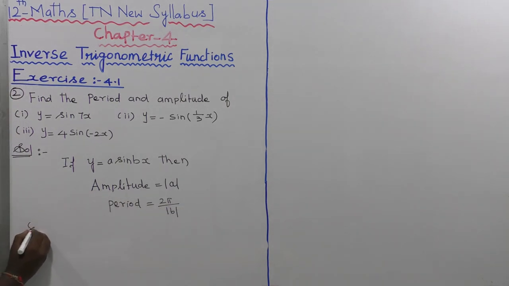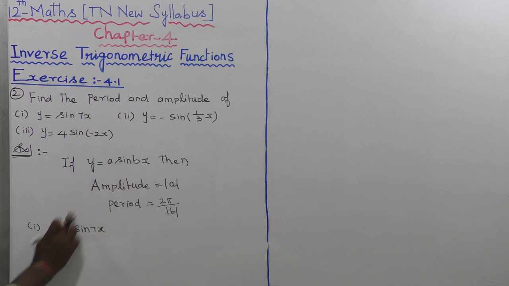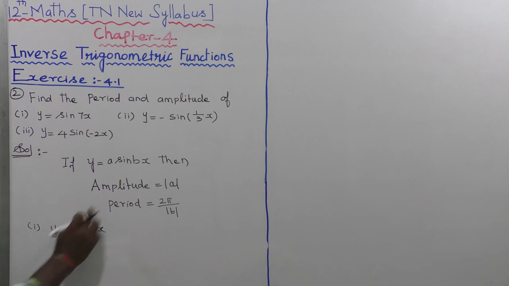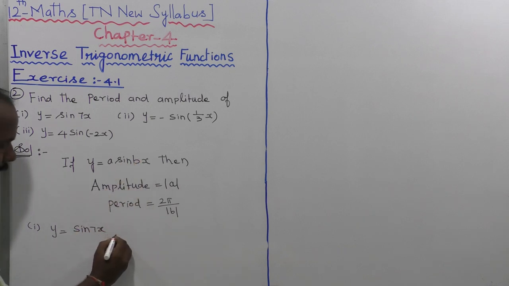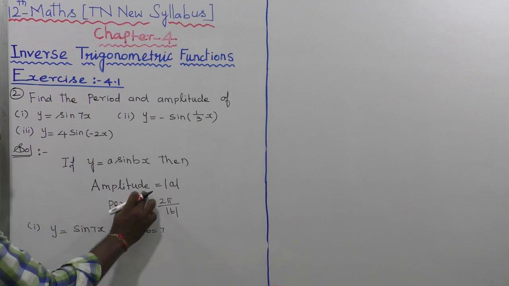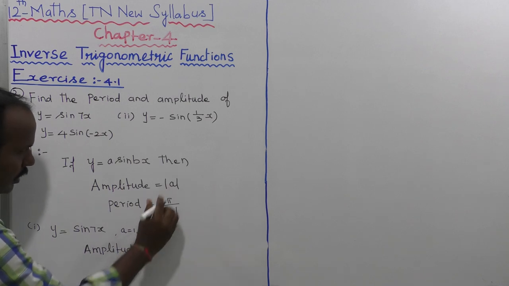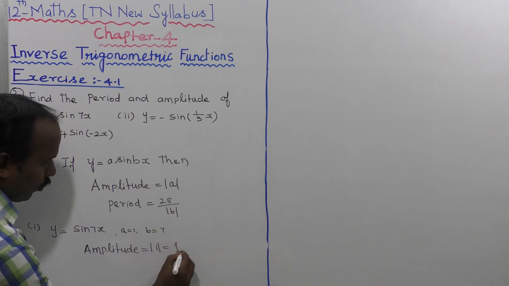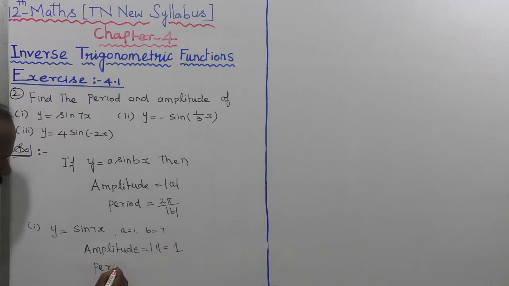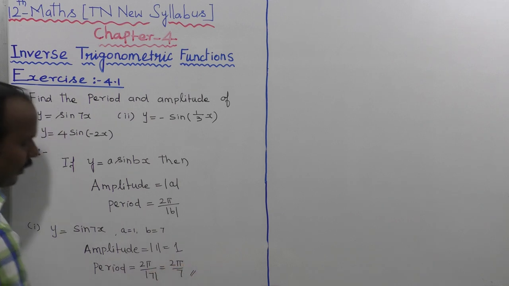So let us take the first subdivision, y is equal to sine 7x. Very easy. Why? Because compared to the equation y is equal to a sine bx, in sine 7x, a is equal to 1 and b is equal to 7. So amplitude is equal to modulus of a, modulus of 1 is equal to 1, amplitude 1. Next, period is equal to 2 pi divided by modulus of 7. So 2 pi by 7, that's the first subdivision.